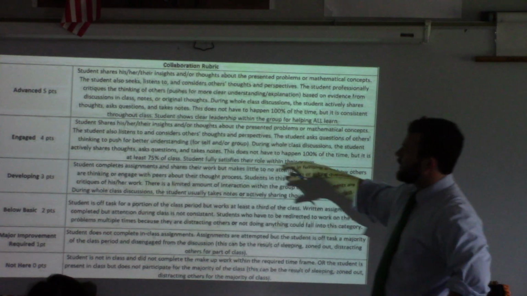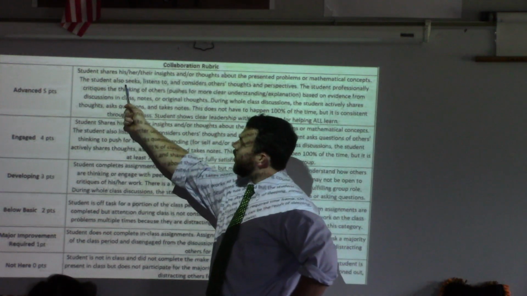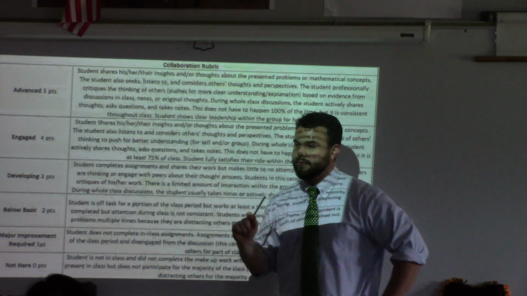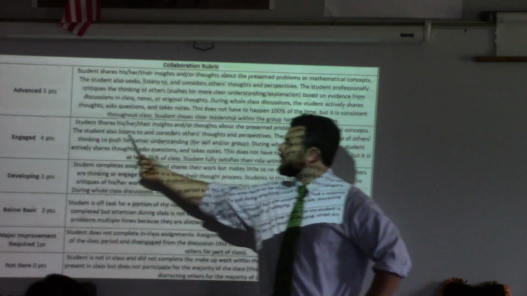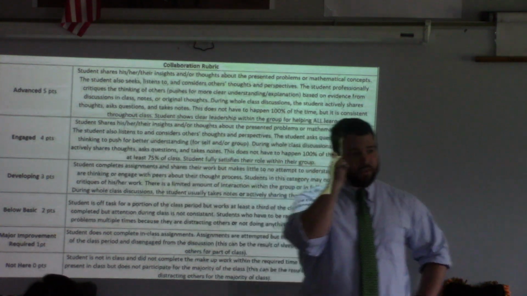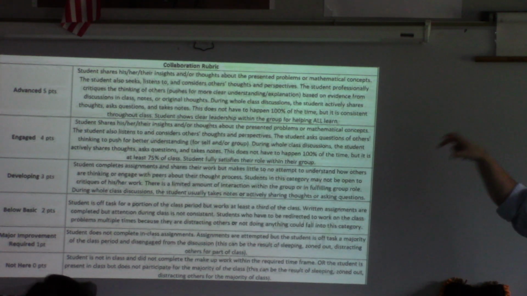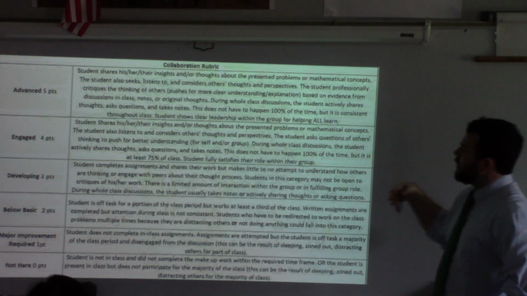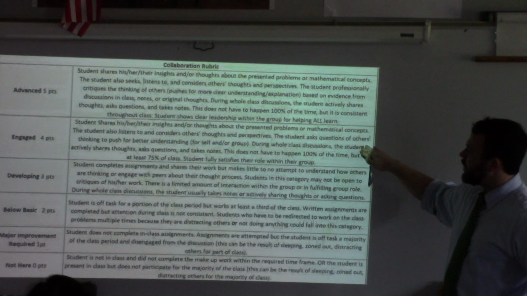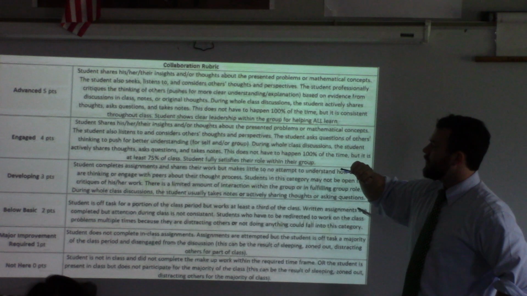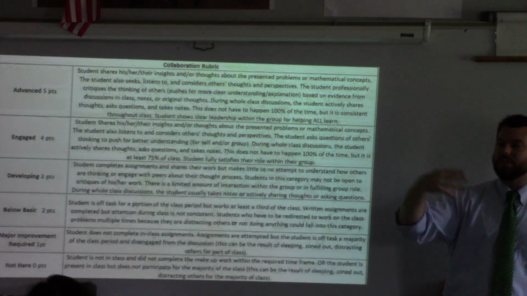The difference starts in the second sentence. At a 5, the student also seeks, listens to, and considers others' thoughts and perspectives. What's different about that for an engaged student? Seeks. Okay? You can listen to and think about what others are saying, but in order to get to that 5, you have to be seeking each other's ideas out. That means you have to ask them questions and really see what they're thinking about to get into that 5 level. Alright? At a 4, the student is asking questions of others' thinking to push for better understanding for self and or group. You should not just hear what others are saying, you should be asking those questions and seeking things.